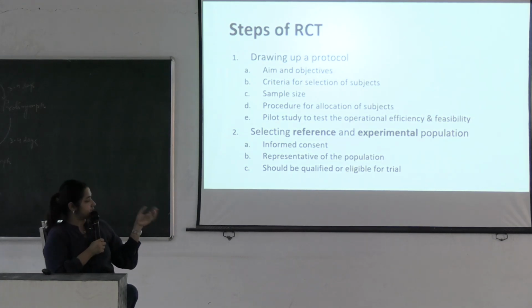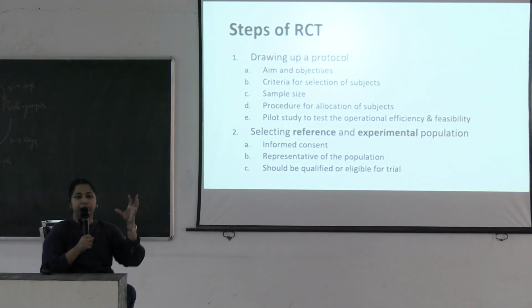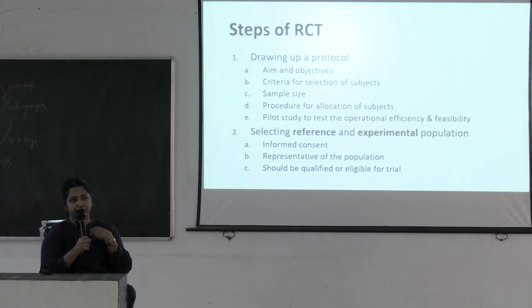And from that, the experimental population means the population that is accessible to you. You are not able to reach all the diabetic patients in your country. You are only able to reach the diabetic patients in your district maybe, or in your state. So that is the experimental population. The people you are able to take from that reference population for your study is the experimental population.